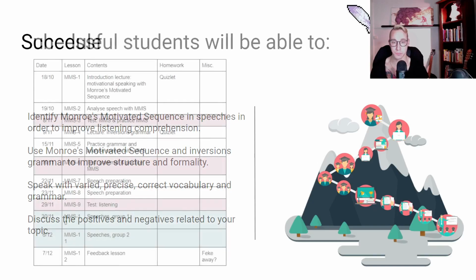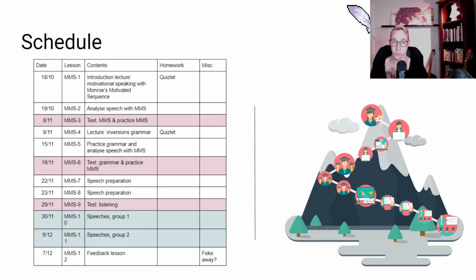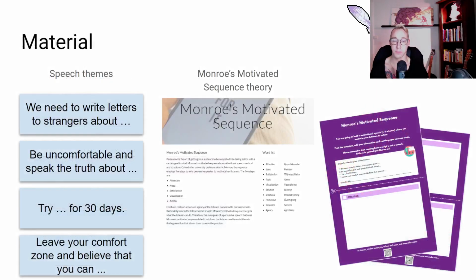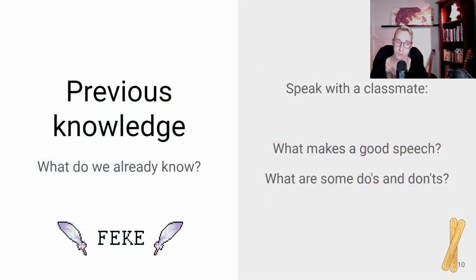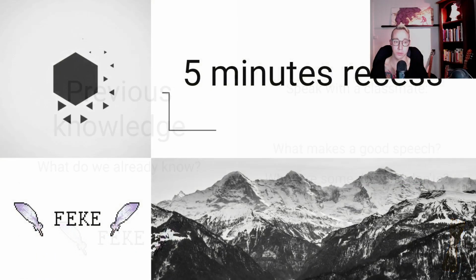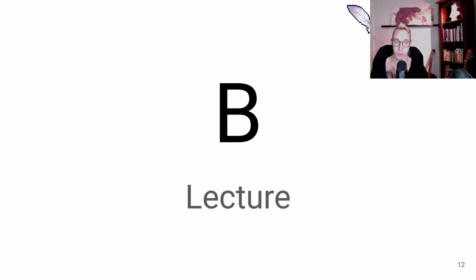This is our schedule, which you can, as always, find on Teams and Unicum. And the materials are also available there. I'm just going to briefly mention that you have a few themes you can pick from. You can read about the theory on my webpage, and there are also templates that you need to use for your speech. We'll cover the previous knowledge part here and go straight into the lecture part, part B.